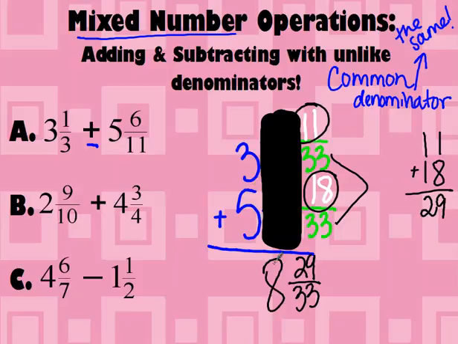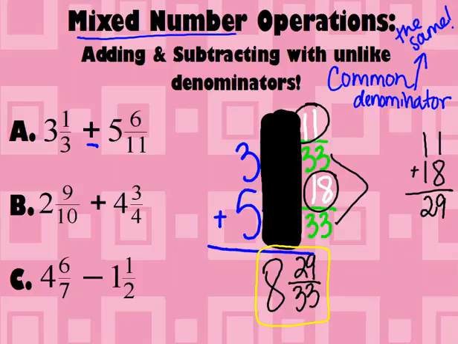What I need to check is that my numerator is not larger than my denominator. So 29 is smaller than 33, which works, and that means that our fraction is not improper. So our final answer would be 8 29/33. Okay? Again, we didn't have to regroup. We found a common denominator, and we went with that.